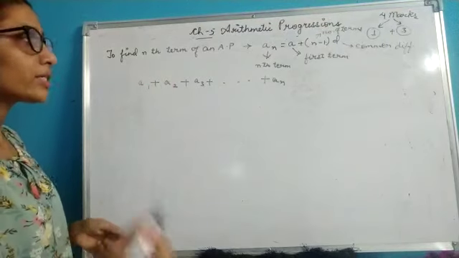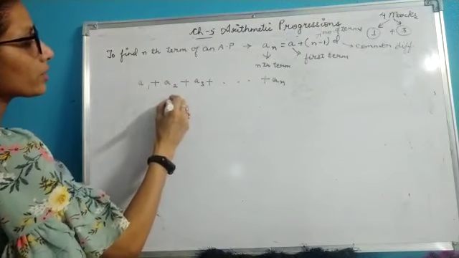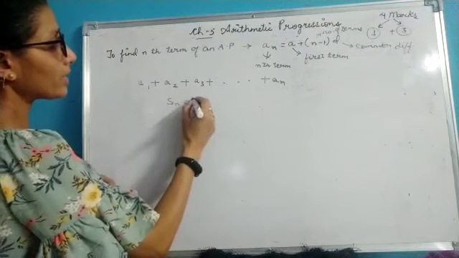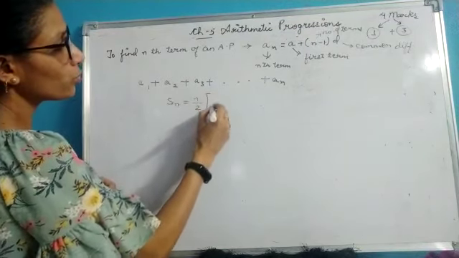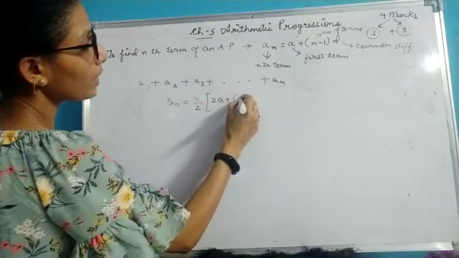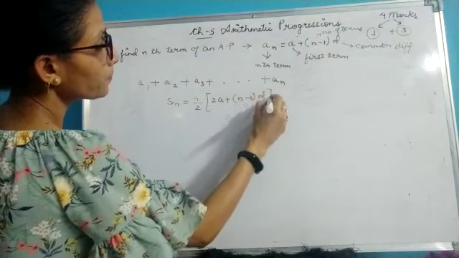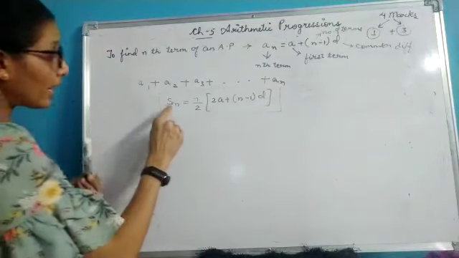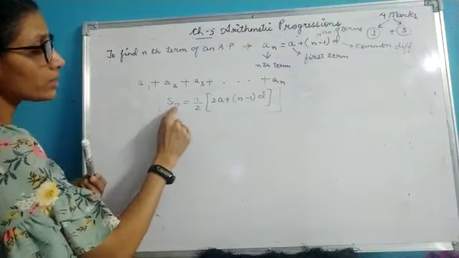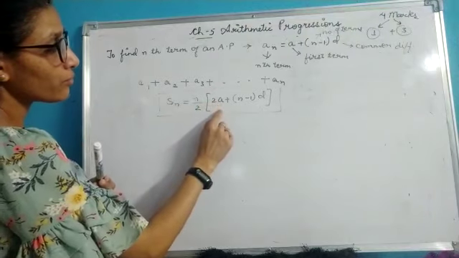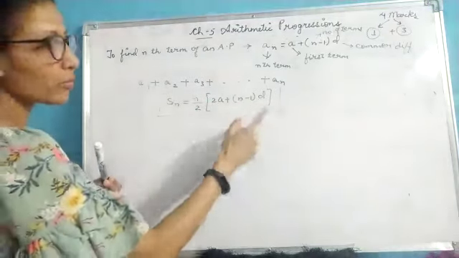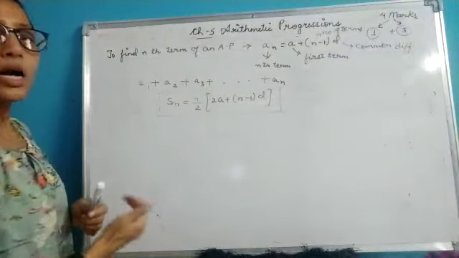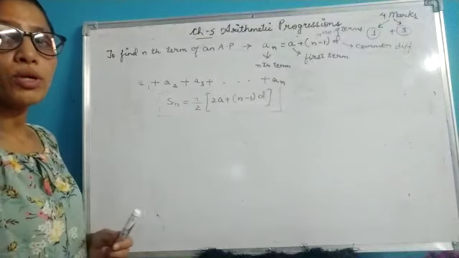given us a very simple formula, and that is the sum of n terms, which can be written as Sn equals n by 2 into (2a plus (n minus 1) into d). So this is the formula to find out the sum of n terms. This n is the number of terms, this a is again the first term, and this d is the common difference. Let's see how we can derive this formula.